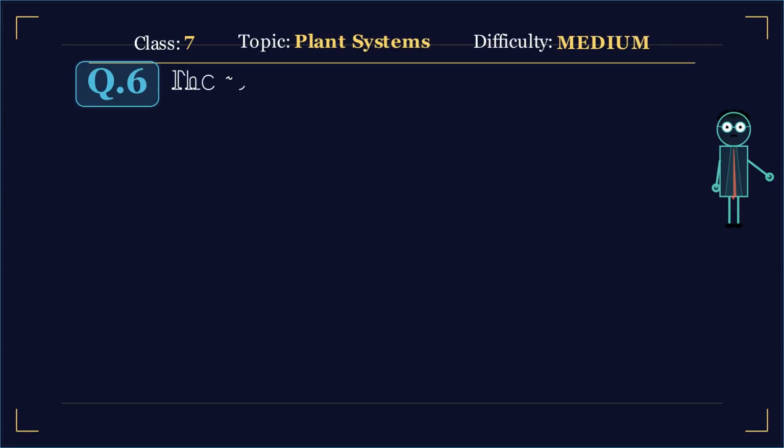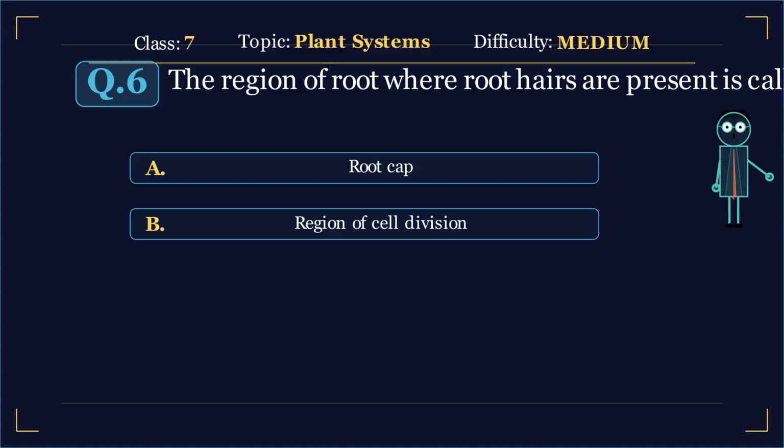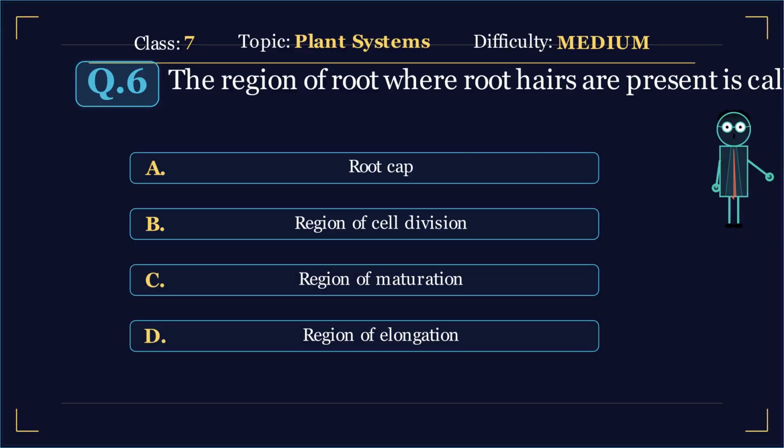Question 6. The region of root where root hairs are present is called: Option A, root cap. Option B, region of cell division. Option C, region of maturation. Option D, region of elongation. The correct answer is option C.